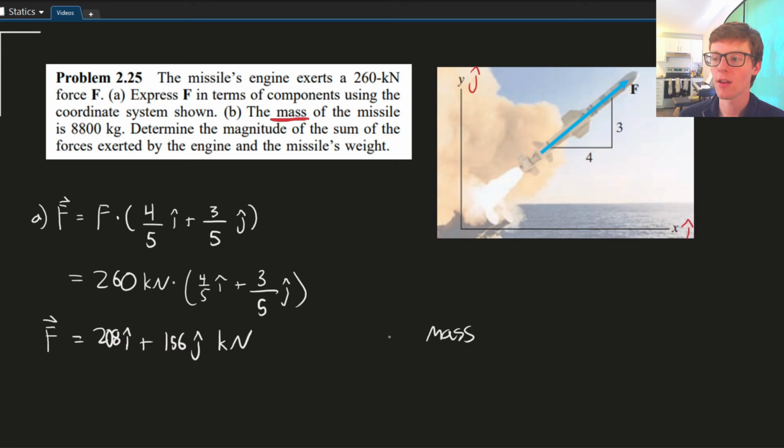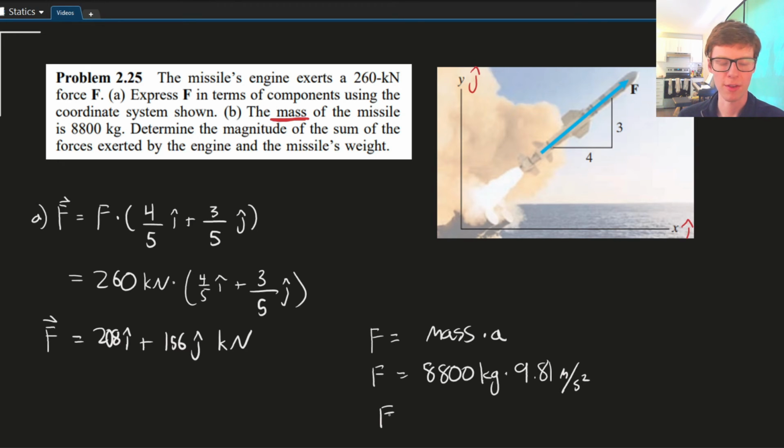So in order to get a force, force equals mass times acceleration, which in this case is going to be 8,800 kilograms times 9.81 meters per second squared. So our weight force is going to be 86.33 kilonewtons. That is our weight force. This is a downward force of 86.33 kilonewtons.